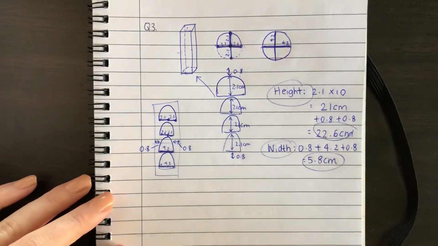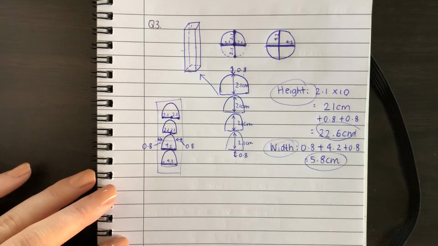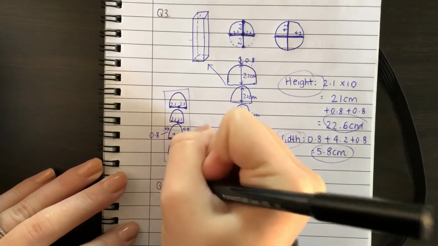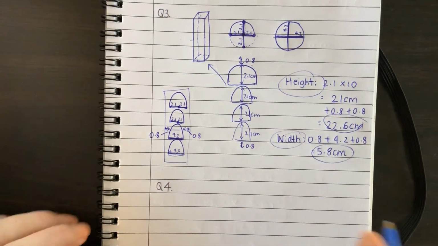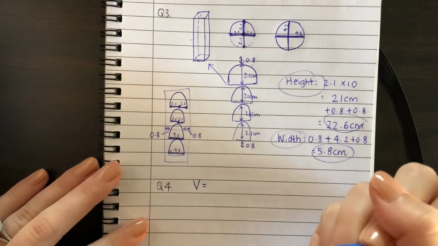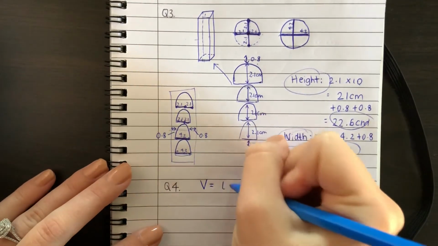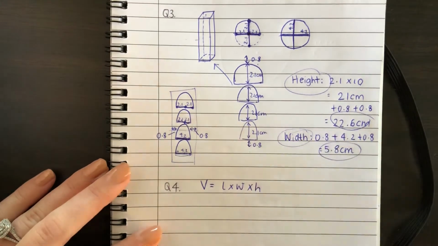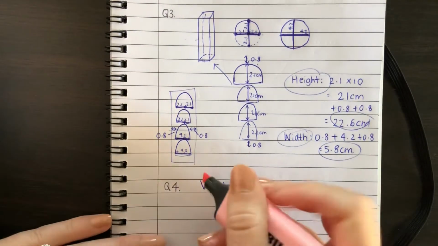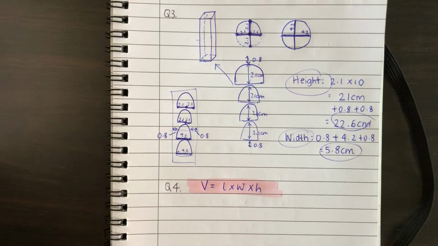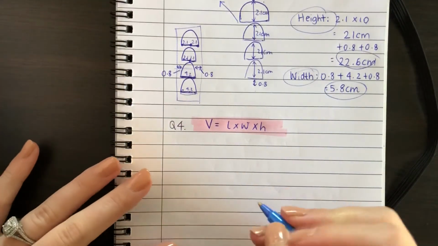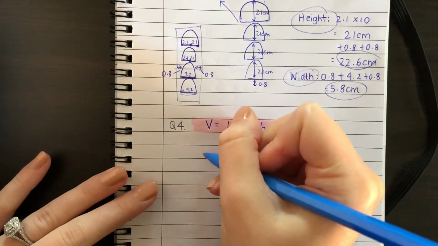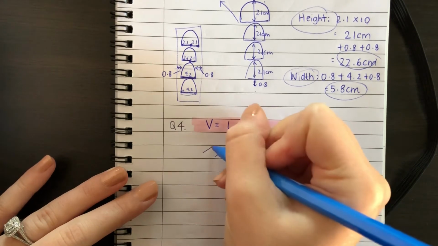Okay, question number 4. What's the volume of the sleeve? Well, we've got a rectangular prism, so what's the formula for the volume of a rectangular prism? Well, it's length times width times height. Okay, and I'm just going to draw, well, try and draw again the sleeve.